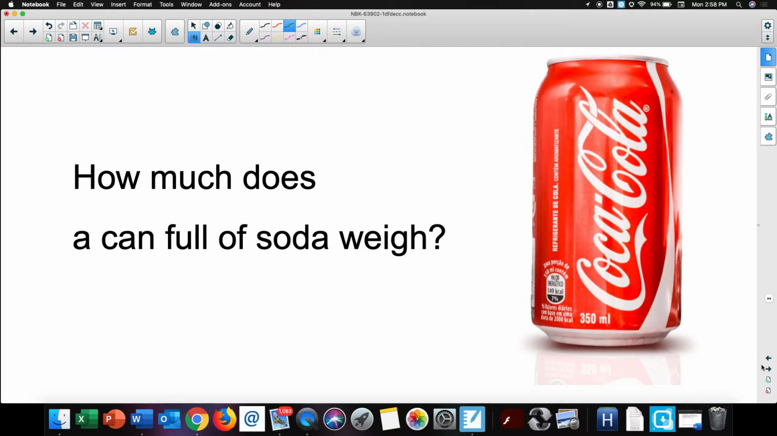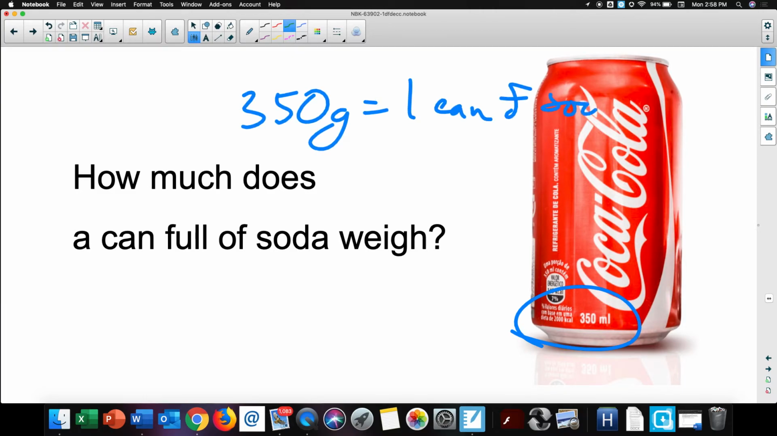How much would this 350 milliliter soda can weigh? 350 grams. Because 1 milliliter weighs 1 gram, 350 milliliters is going to be 350 grams, equals 1 can of soda. Write that number down in your notes. 350 grams equals 1 can of soda. Why? Because it's kind of good to know, and then if you go get 10 grams, you should know that is not a whole lot. 10 grams is 1/35 of the weight of a soda can.